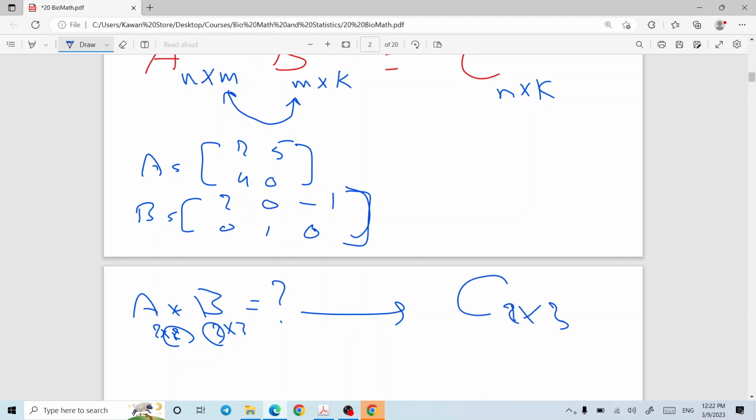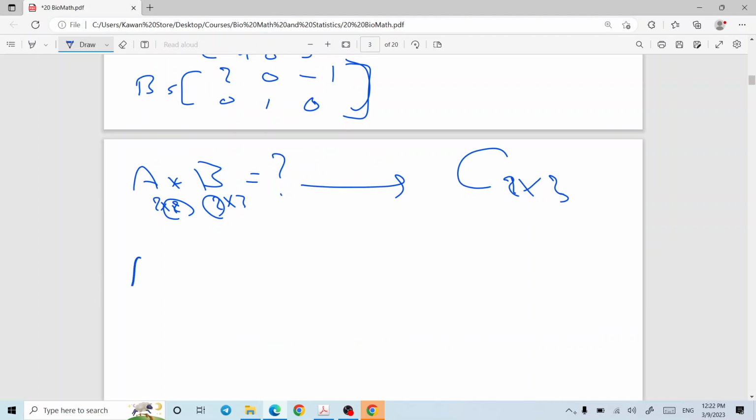Understood, dears? Okay. How about B by A? Can I do it? No. Why? Let me check. 2 by 3, 2 by 2. These two are not equal. You got it, I think, right? So if they are equal, yes. Otherwise, you can't. Maybe in the same example, you can; if you change the order, you can't.